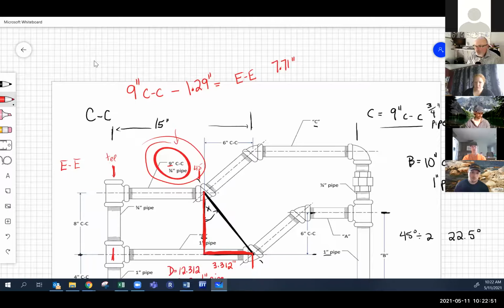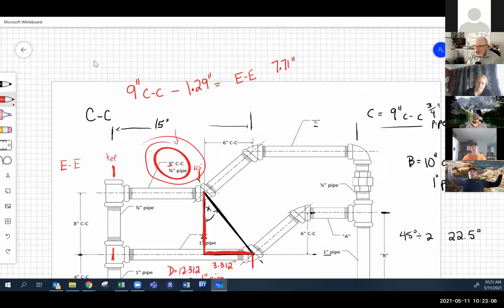What diagram are we looking at? The shop diagram, Brad? Yes, sir. Okay, I emailed that to you today. So Doug, I put it in the chat as well.